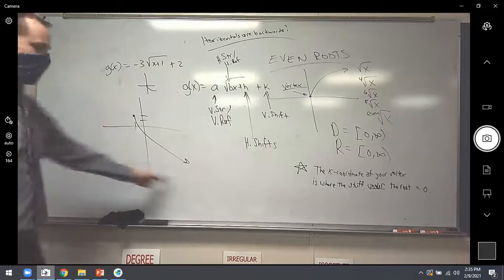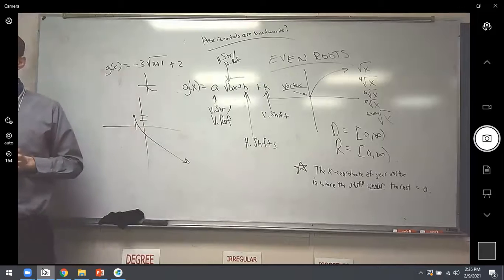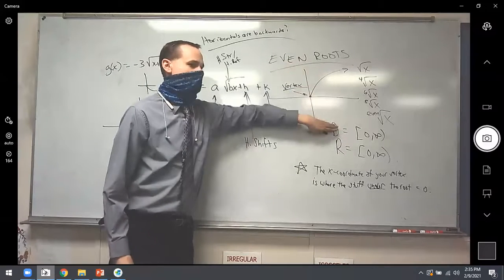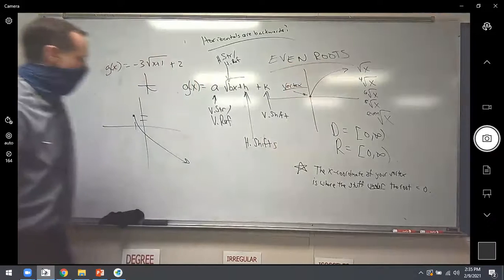This one opens down because of the reflection. How come it doesn't go this way? It's exactly like this, just flipped over the axis. Okay. Literally the same shape, flipped over, kind of goes down like that.